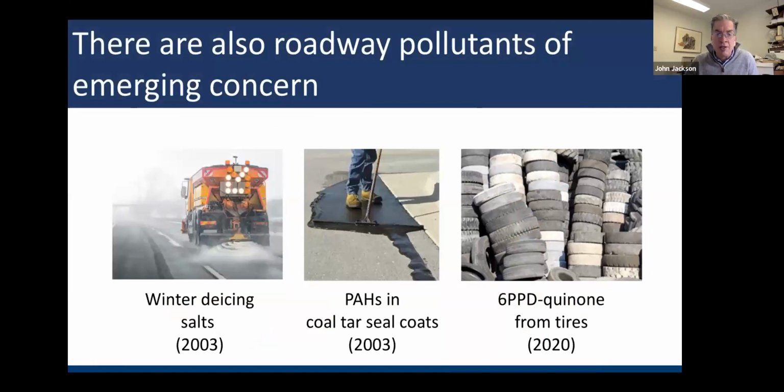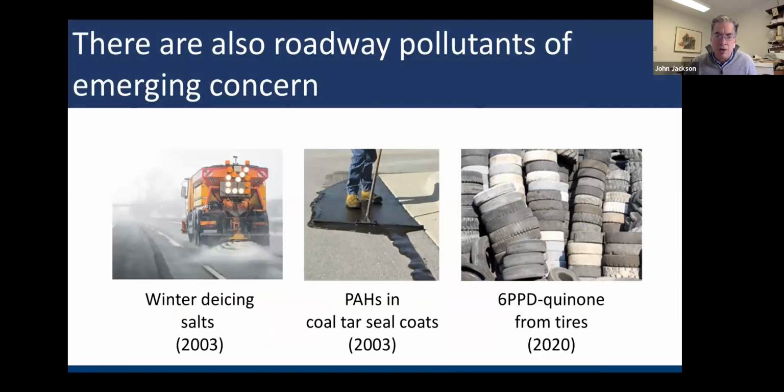Some of these emerging contaminants are tied to roads. De-icing salts are one of them. PAHs from coal tar sealants is one. And the latest hot item, and one that could haunt us all, is 6PPD, which is highly toxic to salmonids.